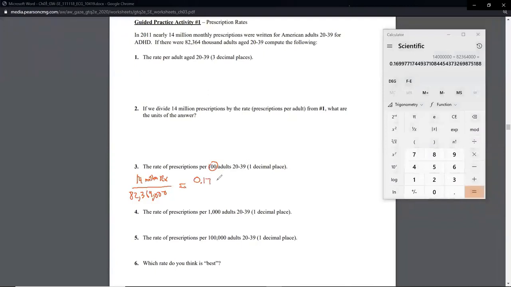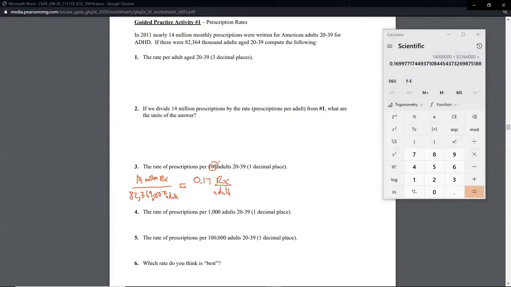So that was 0.17, and that would be prescriptions per, and I forgot to write adults. And yes, it's in that specific age range of 20 to 39, but I don't want to have to write all that detail. So 0.17 prescriptions per adult in the age range.